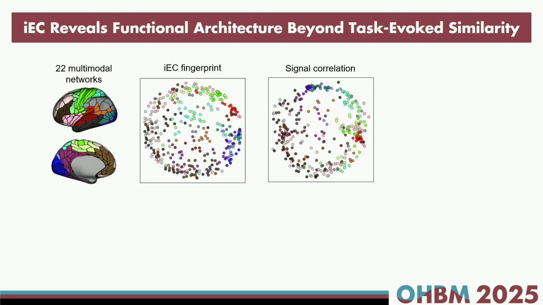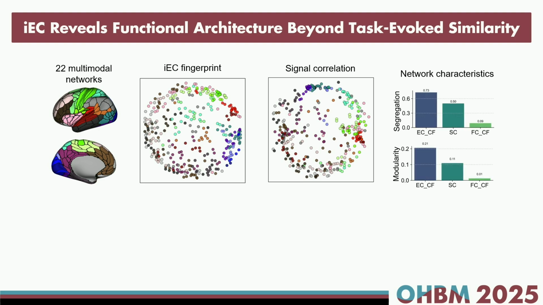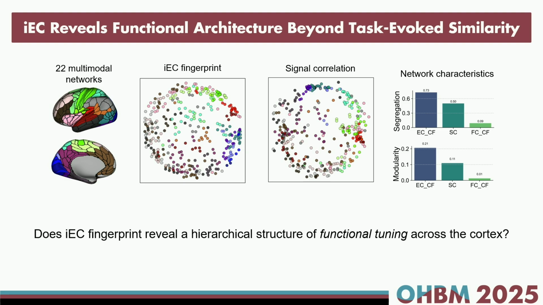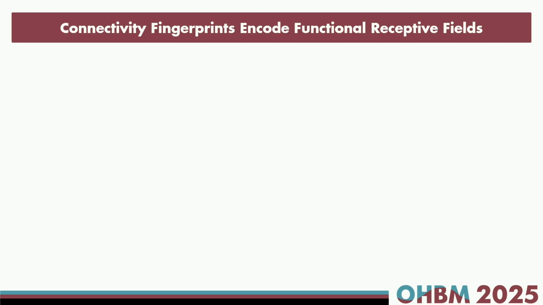the auditory and sensory. And then in terms of more quantitative network characteristics, the IEC fingerprint captured the segregation and modularity best, even compared to the signal correlation matrix. So we showed that the connectivity fingerprint can capture the regional tuning and also modular organization of the brain, but how about the hierarchy?